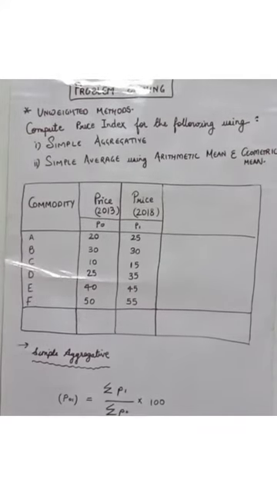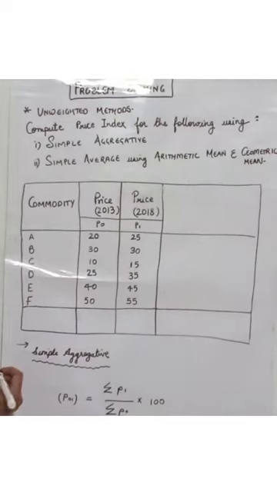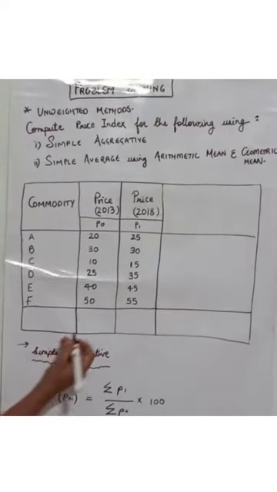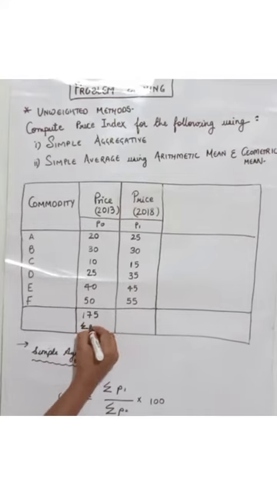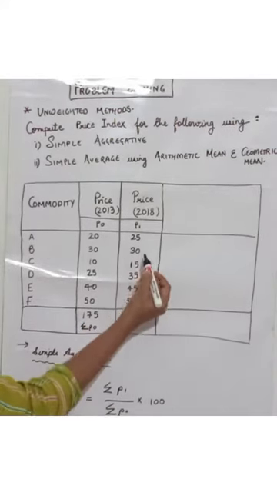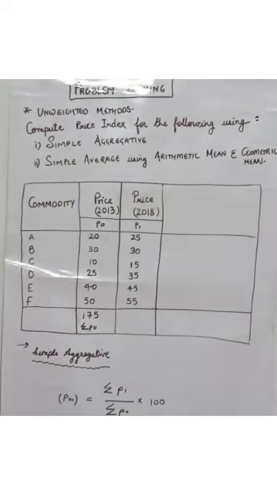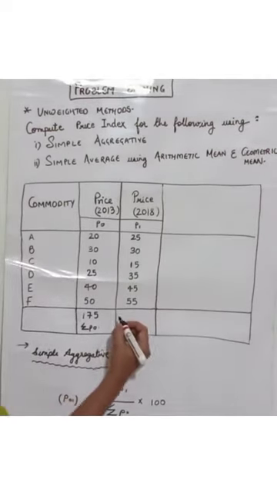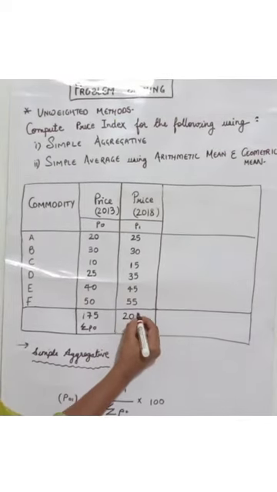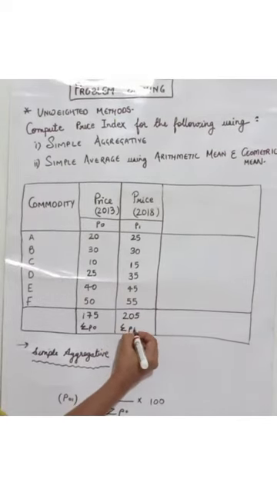So as we have P0, let us add them up to find the summation of P0. 20 plus 30 plus 10 plus 25 plus 40 plus 50 will give us 175. This is our summation of P0. Now P1: 25, 30, 15, 35, 45 and 55. The addition of P1 will give us 205, which is summation of P1.